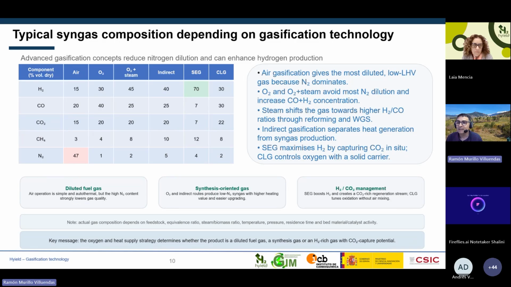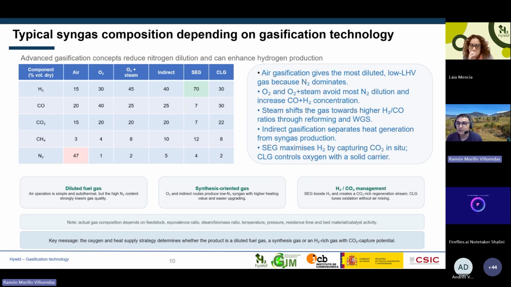This slide compares typical dry syngas compositions obtained with different gasification technologies. Starting with conventional air gasification, we can see that the product gas contains a very large amount of nitrogen, typically close to 50%. This happens because air is directly introduced into the reactor, and nitrogen acts mainly as a diluent. As a consequence, the syngas has a relatively low heating value and is usually more suitable for direct combustion or combined heat and power applications, rather than synthesis processes.